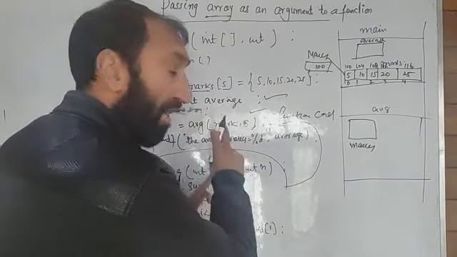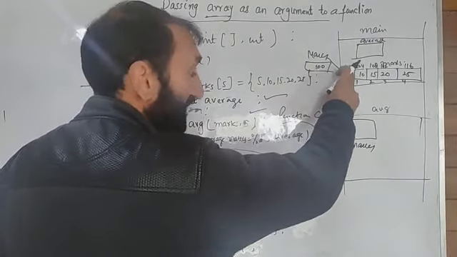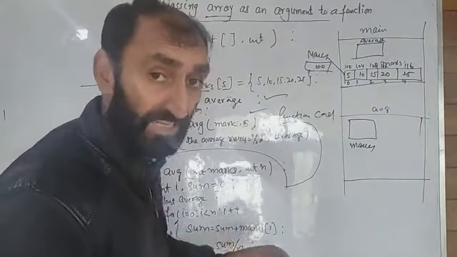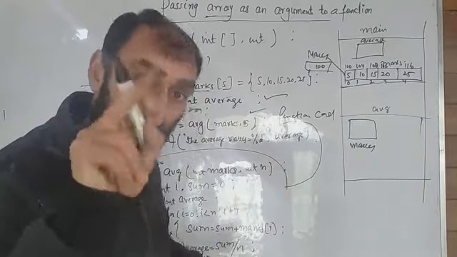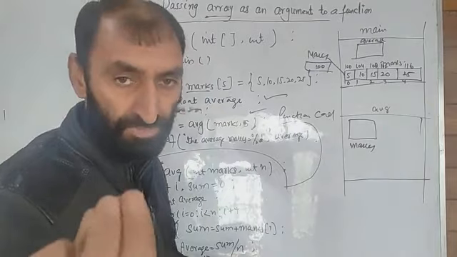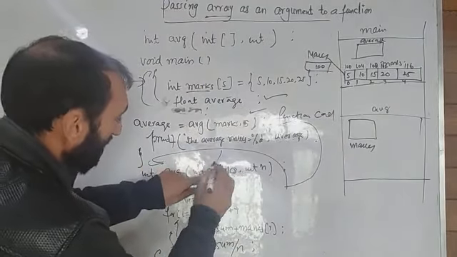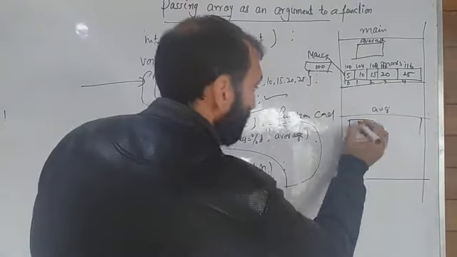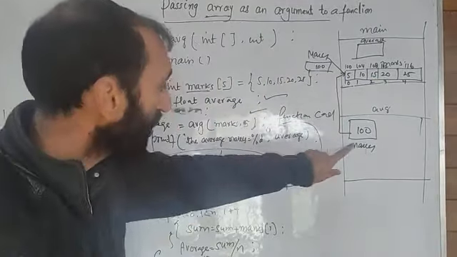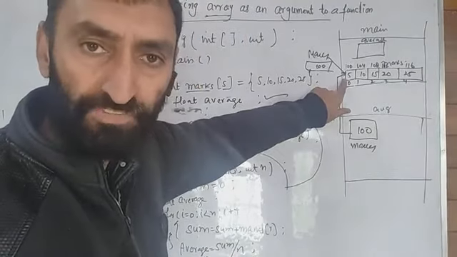What does marks contain? Marks contains 100. What is 100? 100 is the base address of the array, because we know that the name of the array acts as an internal pointer. That means it contains the address of the first byte of the array, the first memory location. That is 100. Now this marks points to the first location of the array.